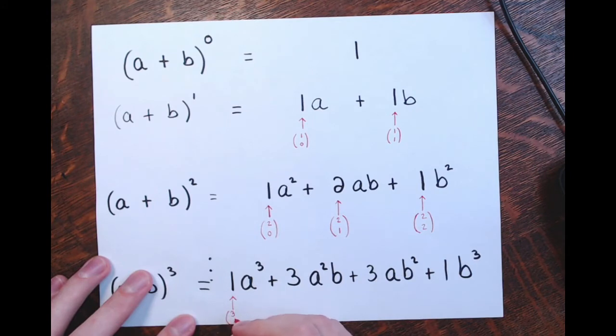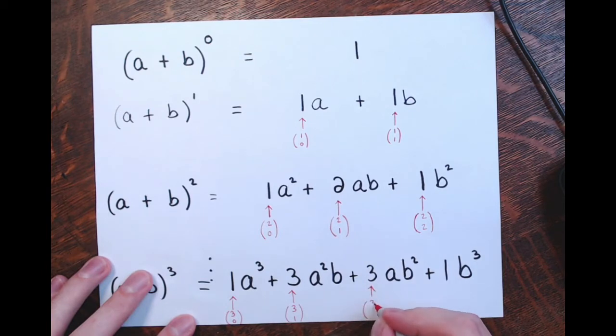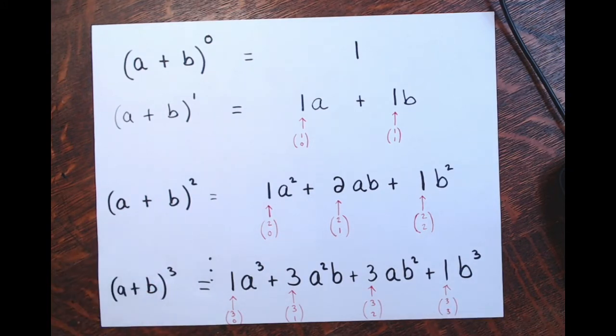This is 3 choose 0. This coefficient is 3 choose 1. This coefficient is 3 choose 2. This coefficient is 3 choose 3. All right, and so on.